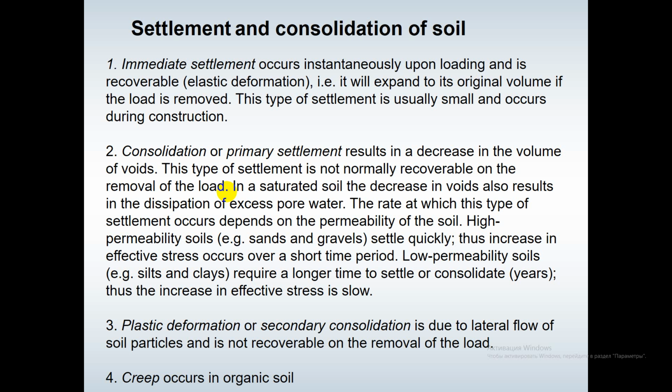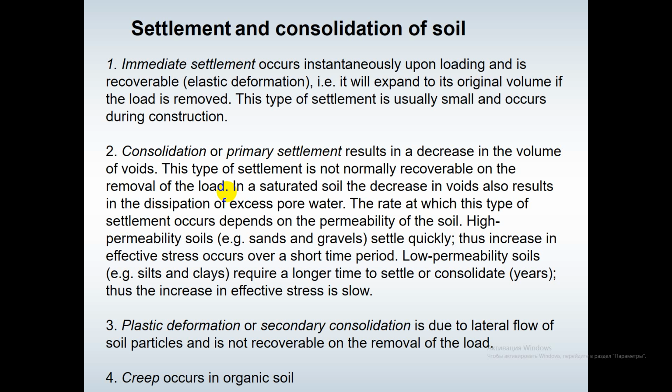High permeability soils, such as sands and gravels, settle quickly, thus the increase in effective stress occurs over a short time period. Low permeability soils, for example silts and clays, require a longer time to settle or consolidate, years, thus the increase in effective stress is slow.